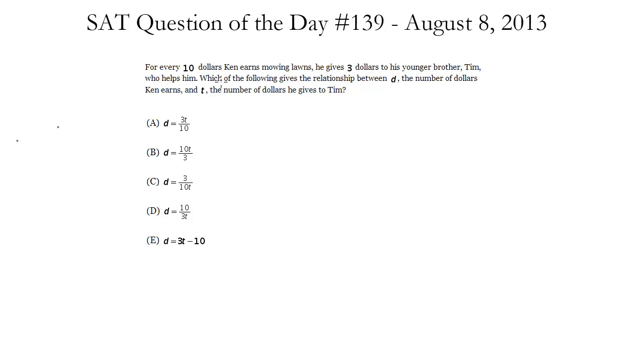So I'll do both. The first, plug in. So let's pick values for D and T, and try to pick values that work out relatively nicely. So for every $10 Ken earns, he gives 3 to his brother Tim. So D is the number of dollars Ken earns. So let's say 70.